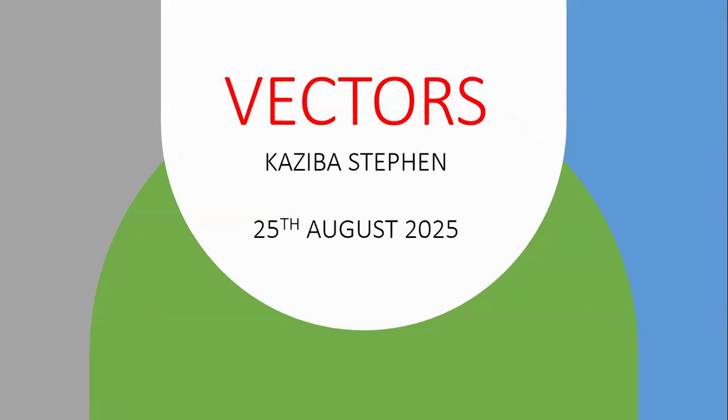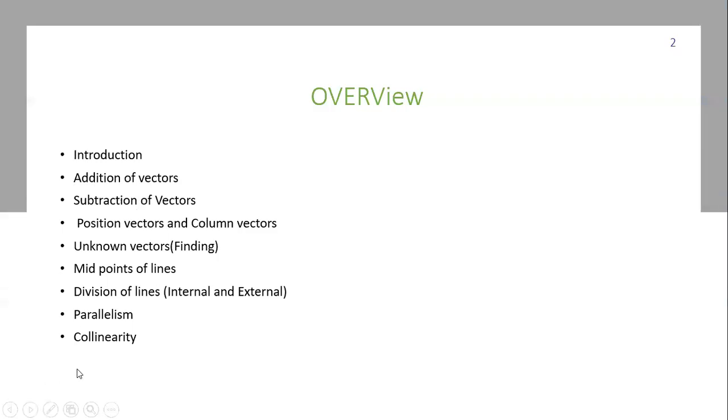In our lesson today, we are going to look at vectors, and the few things we are going to look at. One, we shall look at a bit of introduction on what vectors are. We shall look at the addition of vectors, subtraction, what we call position, and what we call the column vectors, finding the unknown vectors, midpoints. Then we shall look at the external and internal divisions of lines. Then we shall look at parallelism. And then lastly, we shall look at what we call collinearity.